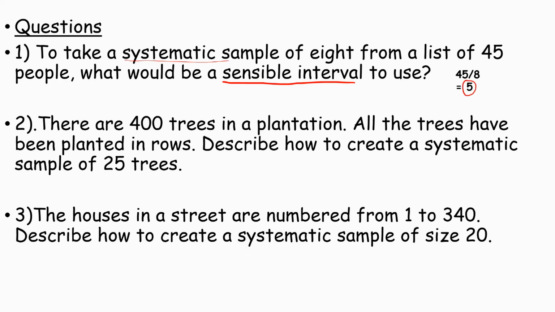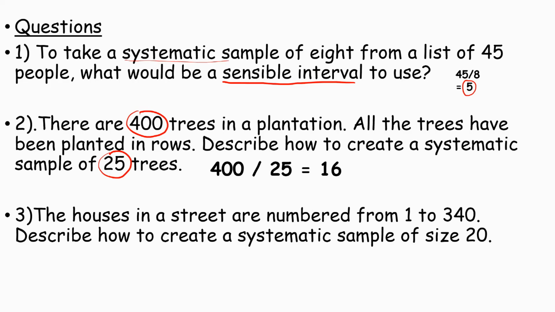There were 400 trees in a plantation. All the trees have been planted in rows. Describe how to make a systematic sample of 25 trees. Well, what we could do is firstly work out the interval, 400 divided by 25. So that's going to be 16. And then you could choose every 16th tree. So you could choose the first tree and then from there every 16th tree. And that would be a systematic sample of the 25 trees. Wouldn't necessarily be random unless you choose a random number to start with.